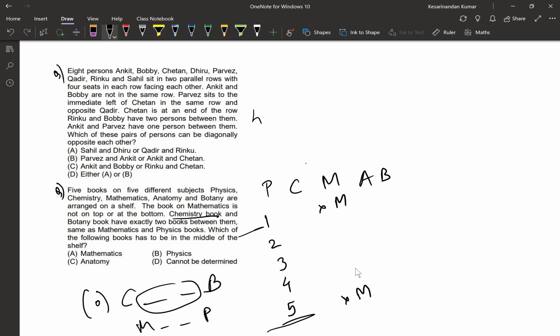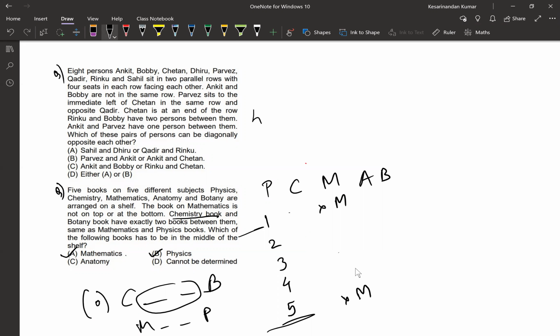Now, let's go by the options. If maths is in middle, physics cannot be anywhere. So that is out of equation. Why? Because if physics is here or here, we'll have just one book, but that's not the case. We need at least 2 books in between. So option 1 is eliminated. Let's check physics. Same. If we place physics, we cannot place maths. Not possible. So even this option is eliminated.